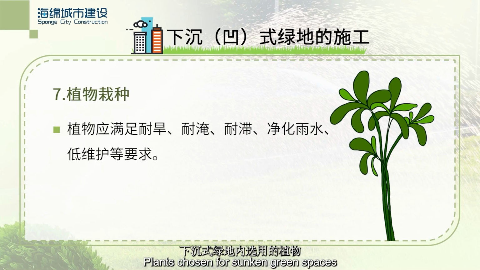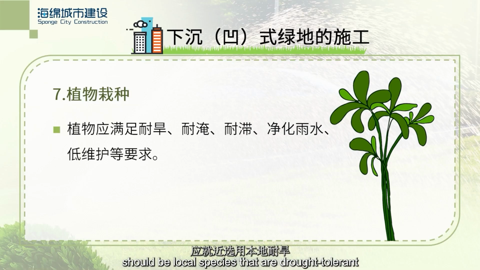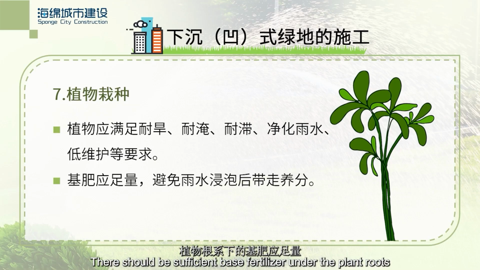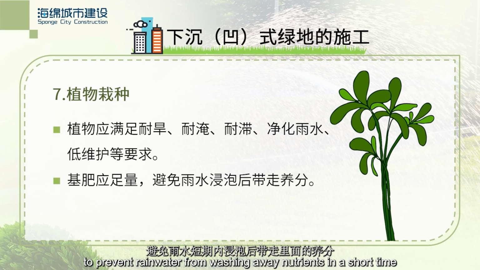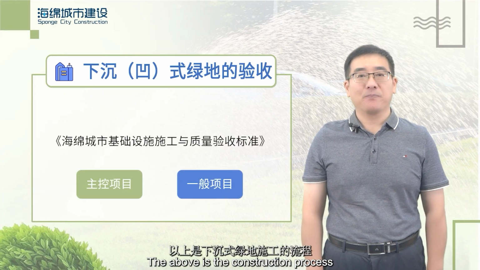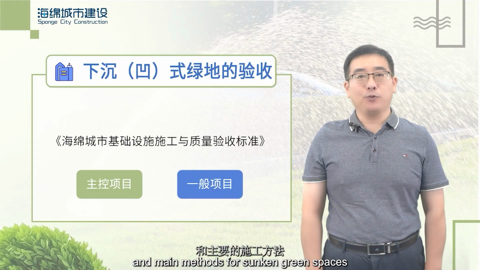Plants chosen for sunken green spaces should be local species that are drought-tolerant, water-resistant, and resistant to stagnation. They should have well-developed root systems and strong purification capabilities. They should provide initial purification of pollutants carried by rainwater. There should be sufficient base fertilizer under the plant roots to prevent rainwater from washing away nutrients in a short time. Planting requirements should meet horticultural standards. The above is the construction process and main methods for sunken green spaces.